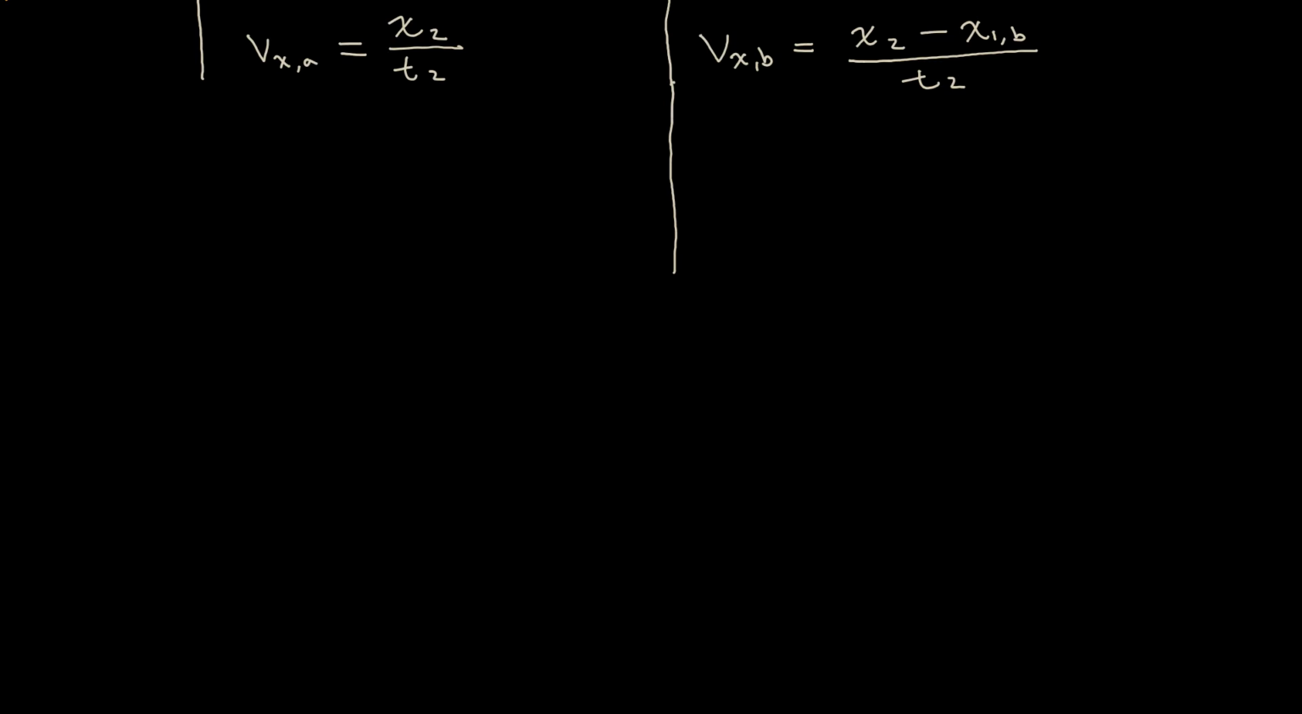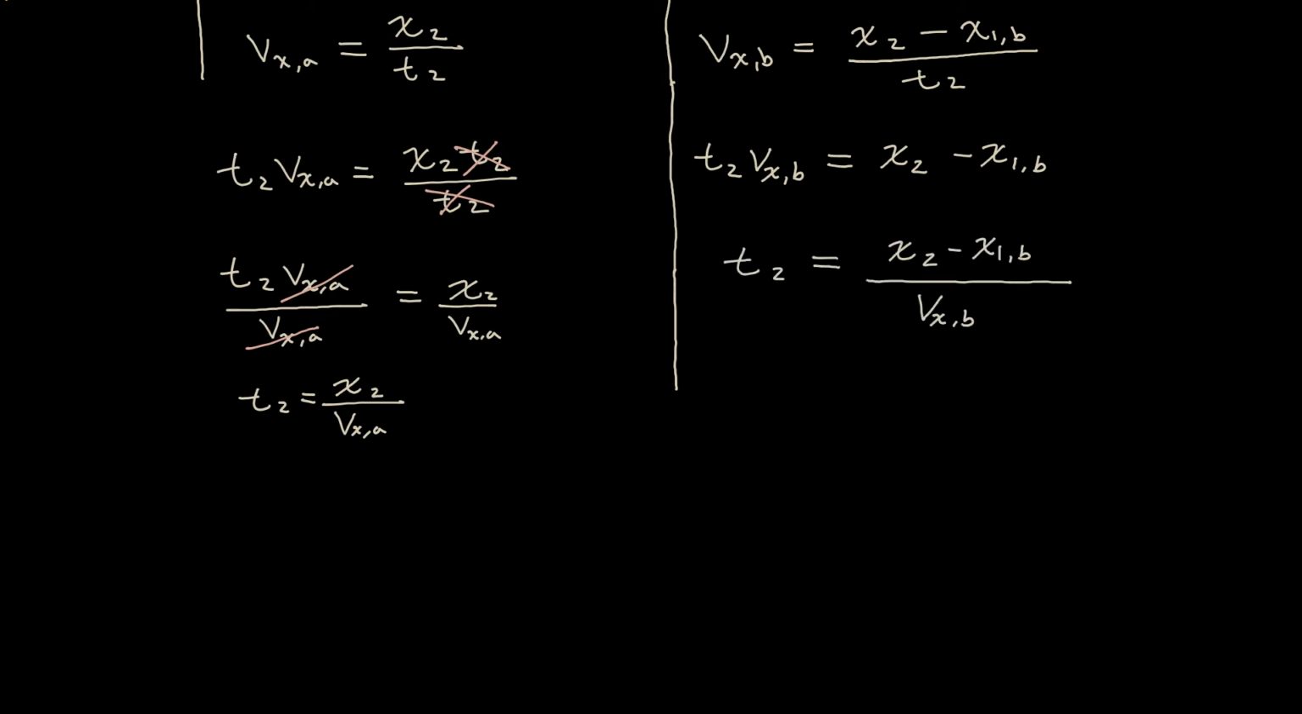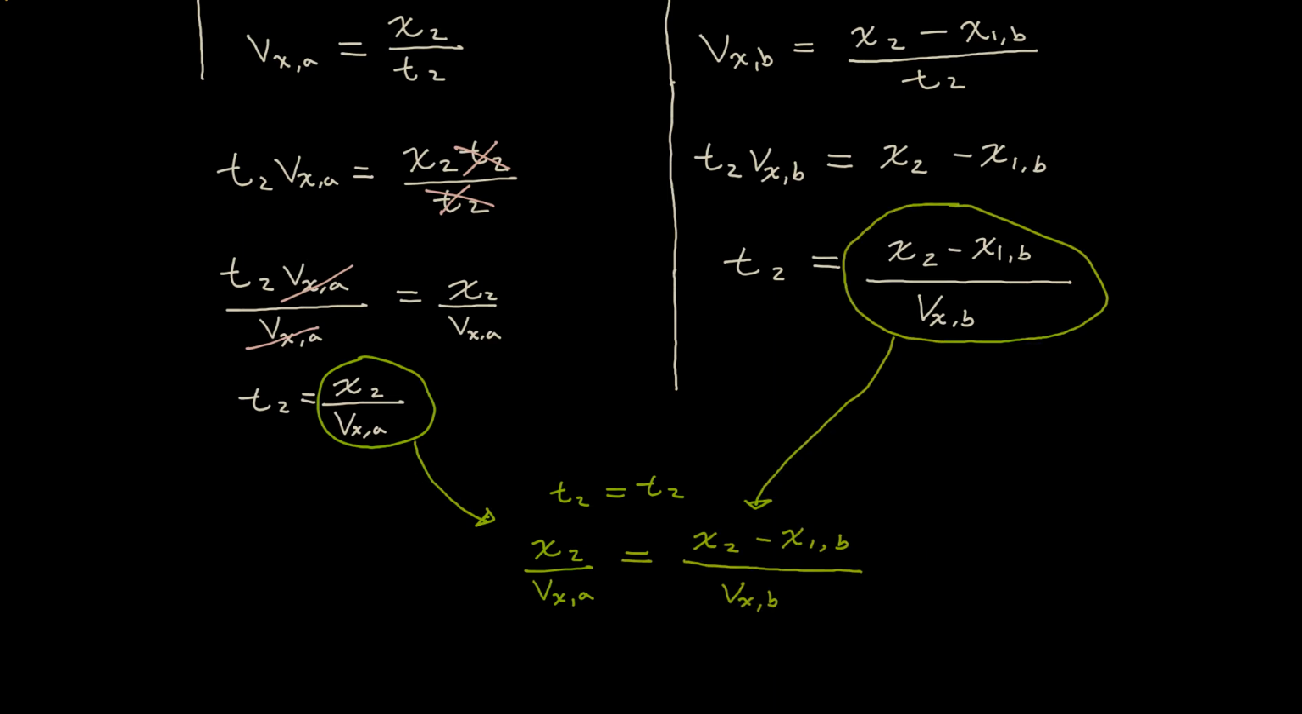So we're going to start with the first equation. We're going to multiply both sides by t2. These t2's cancel. Let me get rid of them. We now divide both sides by vxa. And same thing for the second equation. I'm going to multiply both sides by t2. Now we divide both sides by vxb. Since both of these expressions equal t2, they have to be equal to each other. So I'm going to set these equal to each other. Then I'm going to multiply both sides by vxa and by vxb. So it's going to end up looking like this.